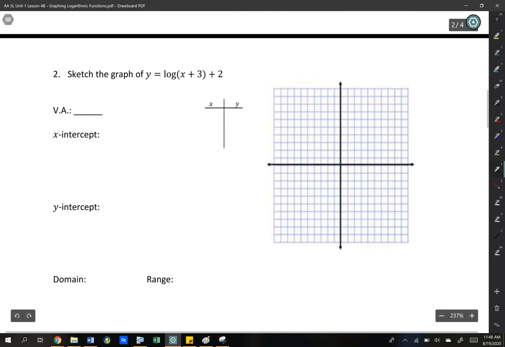Right, now that we've taken a look at a graph of a basic function, let's step it up a little bit. We're going to look at the vertical asymptote first. So you want to notice what's happening in here, where the vertical asymptote is going to be the opposite of what is in there. So we have a positive 3. So our vertical asymptote is going to be at x equals negative 3. For our x-intercept, we're going to set the entire equation equal to 0.